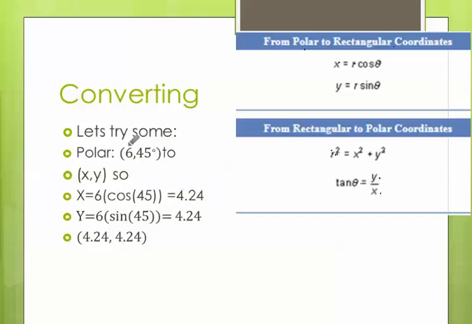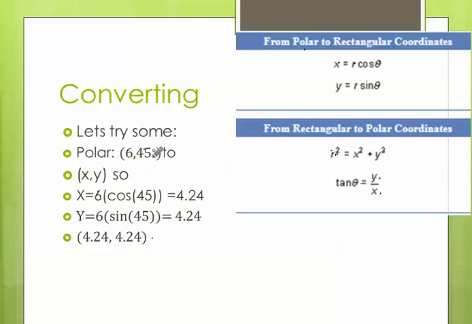If I'm given the polar coordinates 6 and 45 degrees, to convert it to x and y, I'm just going to multiply 6 times cosine of 45 degrees, and I'm going to get 4.24. And y is going to be 6 times sine of 45 degrees, that's 4.24. So my point is going to be at (4.24, 4.24).